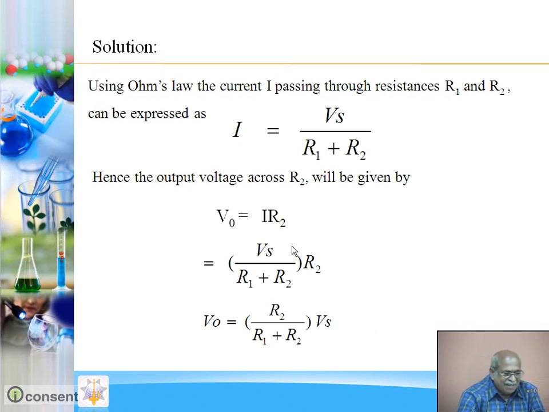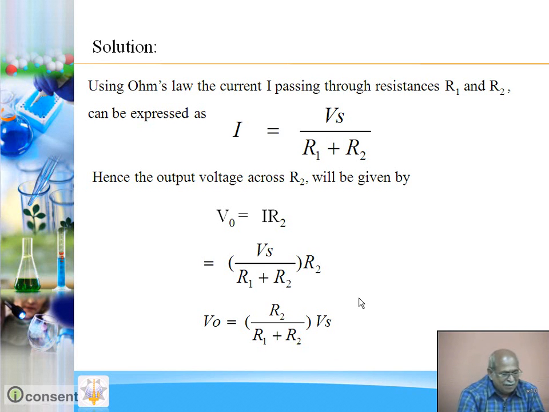Here is the calculation. Current I is supply voltage divided by R1 plus R2. Output voltage is current I into R2. We put this value of I, rearrange. The final result is output voltage VO is R2 divided by R1 plus R2 multiplied by supply voltage Vs. This is the result.